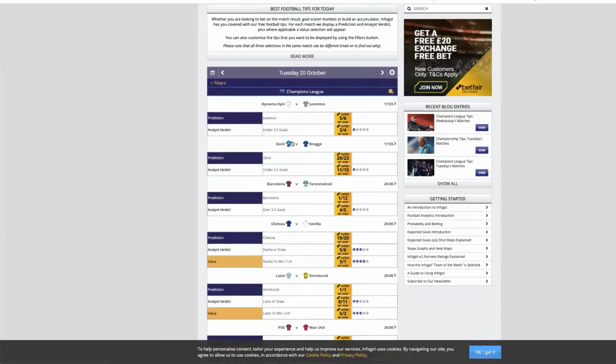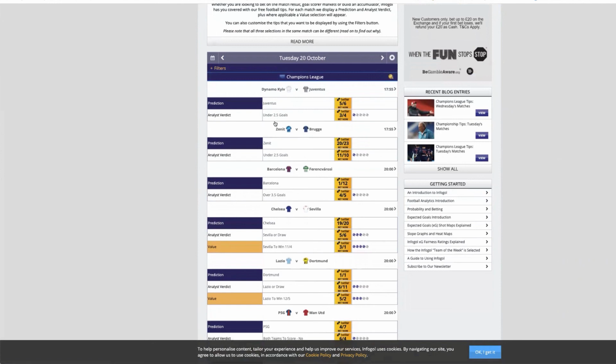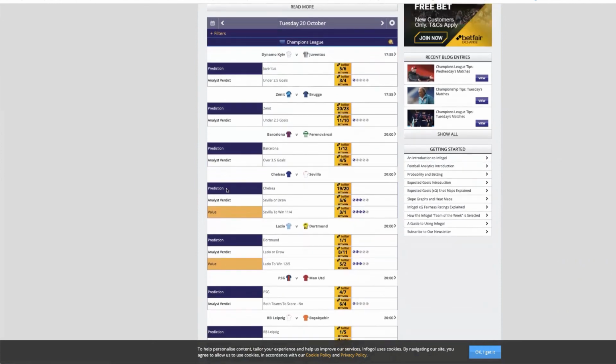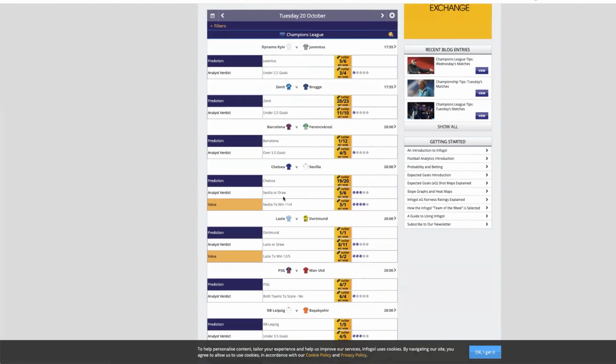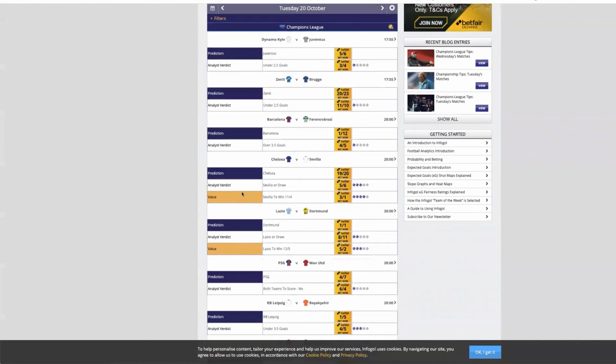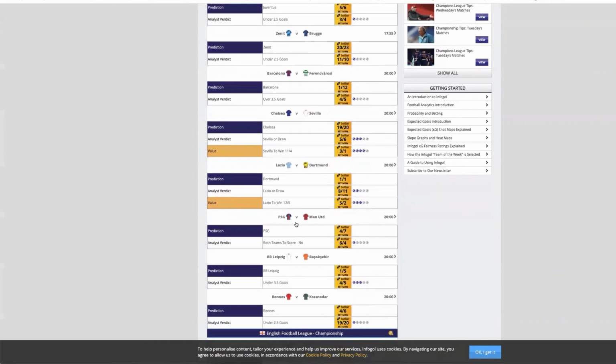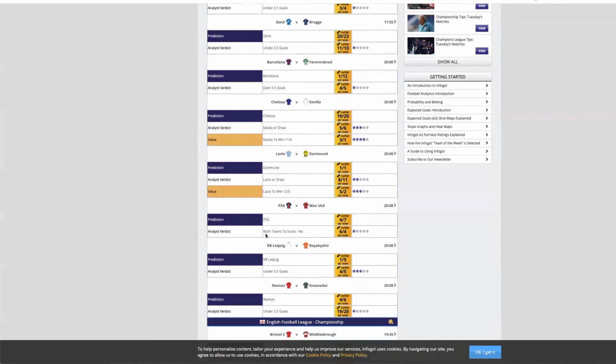But we got some tips here as well. What have we got? Tips. Let's have a look. Champions League. See what they've got here. Chelsea. The prediction is a Chelsea win. The analyst verdict is Sevilla or draw. So the prediction's gone against the analyst and the value Sevilla to win 11-4. PSG, the prediction is a PSG win, and the analyst verdict is both teams to score, and it's 6-4 on Betfair. So that's interesting.